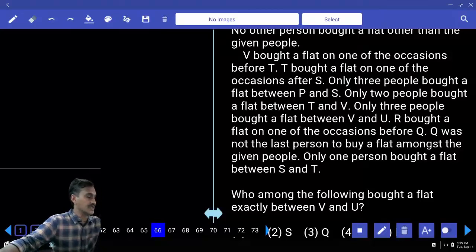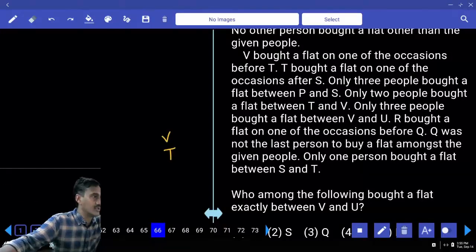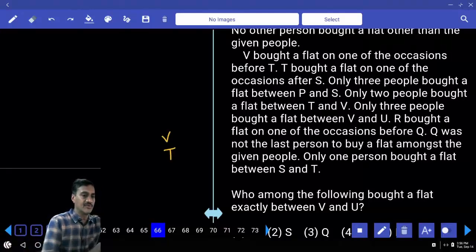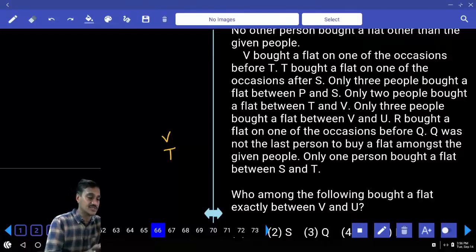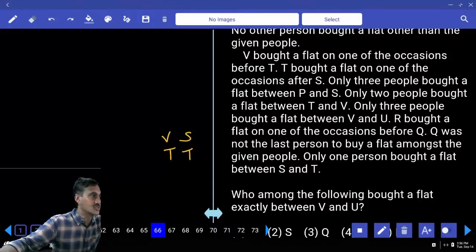Hence in this first priority, ఎలా రాసుకోవాలి numbering? Hence 7 flats were there. And we bought a flat on one of the occasions before T. V is before T. The word immediate is not given anywhere before. అయితే immediate అవ్వచ్చు లేకపోతే ముందు ఎక్కడైనా ఉండొచ్చు. And T bought a flat on one of the occasions after S. T is after S అన్నాడు. And again the word immediate is not used here.